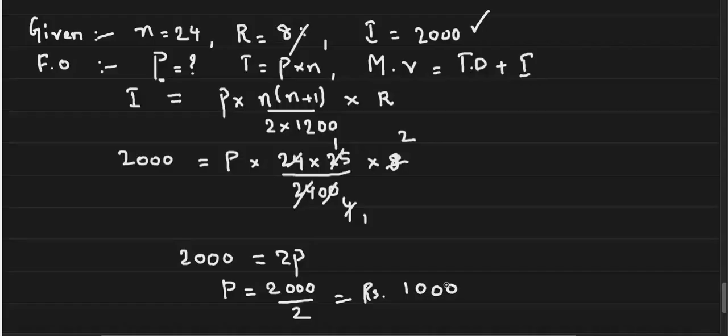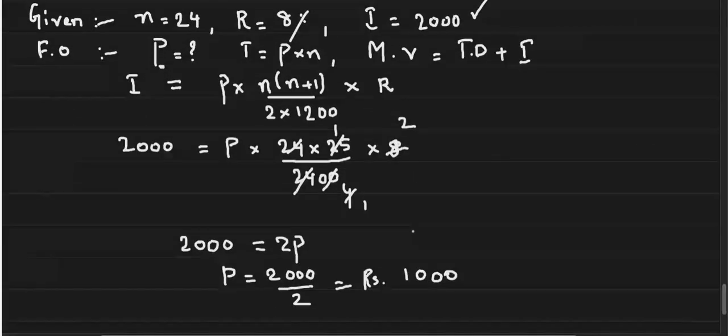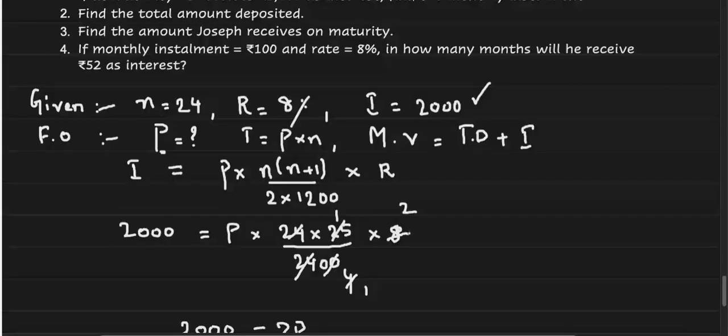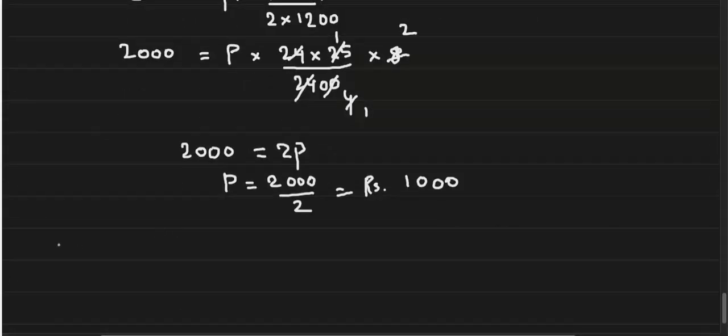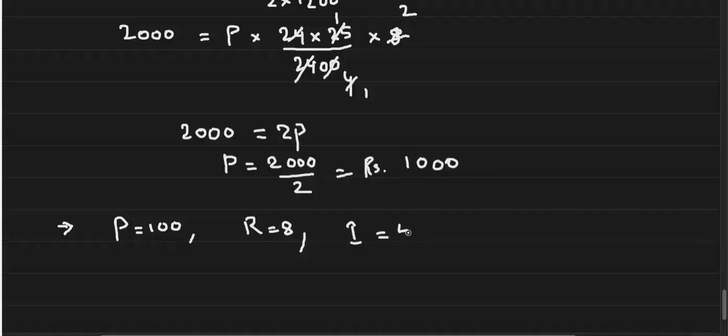Is it clear? Great. So let's come to the last part of this. If monthly installment is 100, rate is 8, in how many months will he receive 52 as interest? So the P value is given in the second part of the problem. P is given as 100, R is given as 8, interest is given as 52. We don't know the term, how many months he has to pay to get this interest.